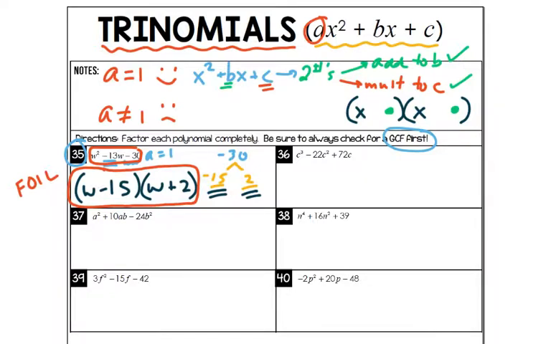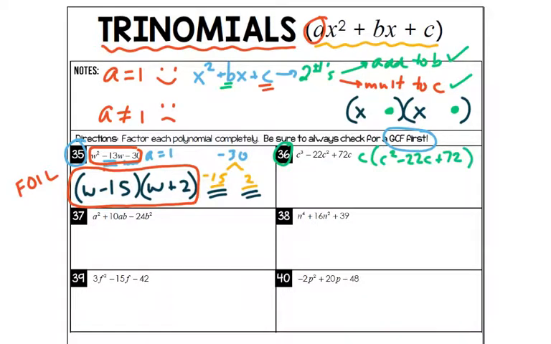Maybe one that has a beautiful GCF in there. Ooh, how about 36? Okay. Well, there is a GCF. Do you see it? Do you see it? It's actually a c. So let's factor out a c in common. There's no numbers in common, so we'll go with the c. We get c squared minus 22c plus 72.